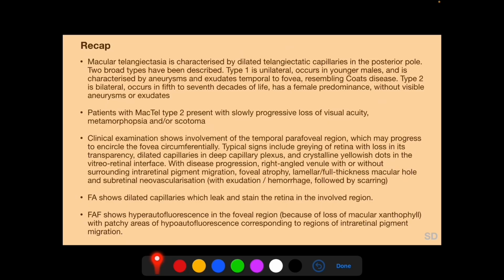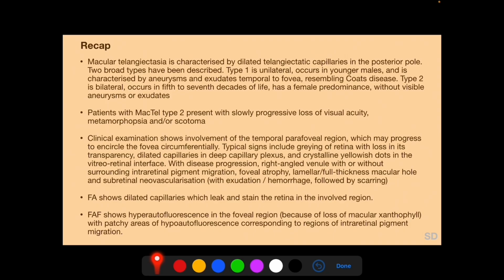To recap, macular telangiectasia is characterized by dilated telangiectatic capillaries in the posterior pole, and two broad types have been described. Type 1 is unilateral, occurring in younger males, and is characterized by aneurysms and exudates temporal to the fovea, resembling Coats disease. Type 2 is bilateral, occurring in the 5th to 7th decades of life, having a female preponderance, without visible aneurysms or exudates.